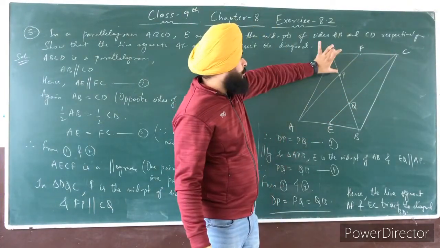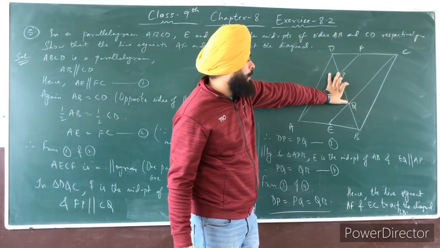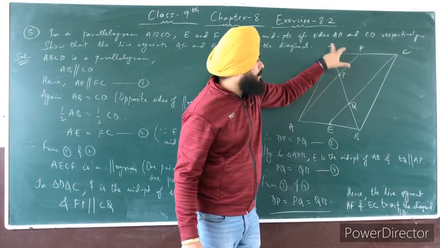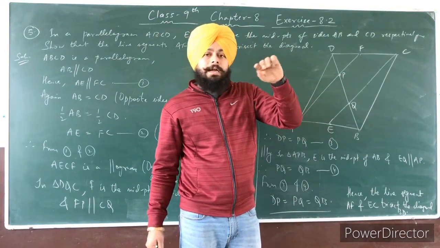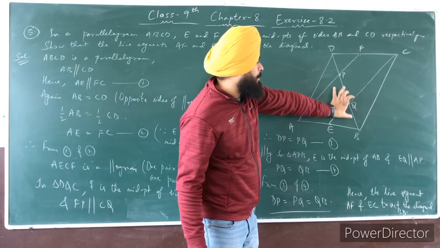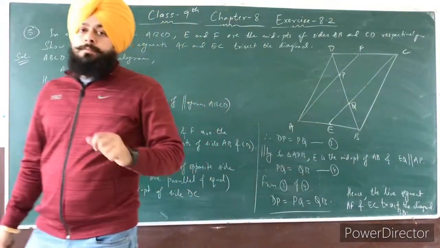Trisect means we have to prove DP is equal to PQ is equal to QB. These two line segments divide this diagonal into three parts, and all three parts are equal. DP is equal to PQ is equal to QB. We have to prove this.